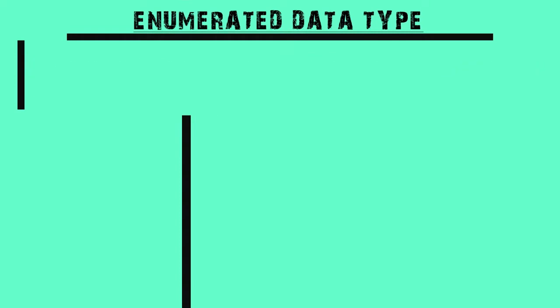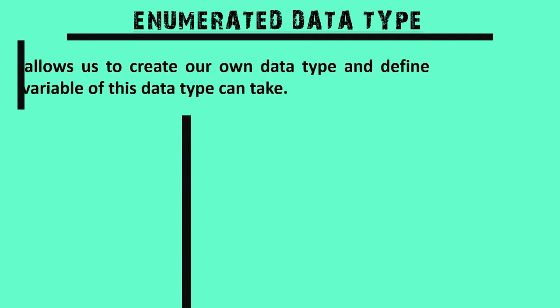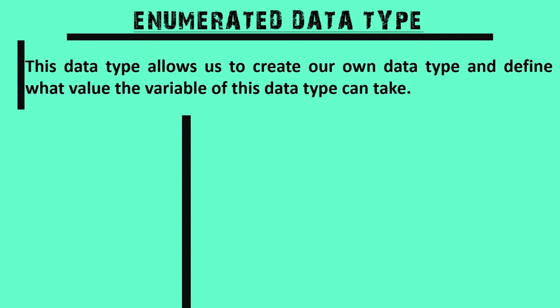So in this video we will discuss the enumerated data type. It gives us an opportunity to invent our own data type. This data type allows us to create our own data type and define what values a variable of this type can take. It means we can create our own variable, and it also defines which type of value it can contain.